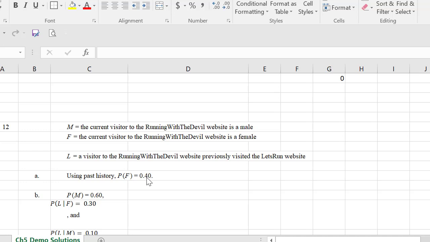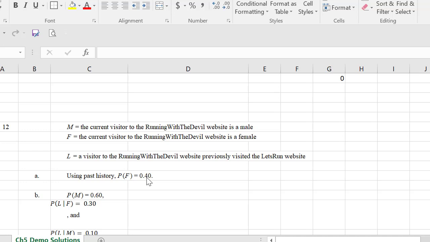So part B says, suppose that 30% of Running with the Devil's female visitors previously visited letsrun.com, and 10% of the male customers previously visited letsrun.com. If the current visitor to Running with the Devil's website previously visited letsrun.com, what is the revised probability that the current visitor is female? And there's a second part to this, and that is, should Running with the Devil's website display the special offer that appears to female visitors or the special offer that appears to male visitors?